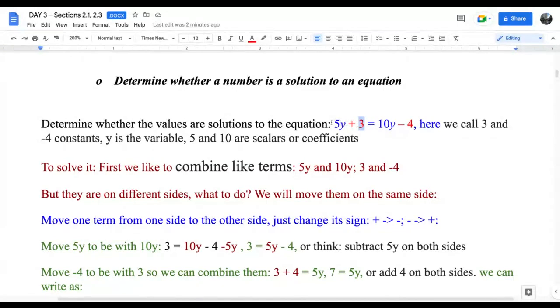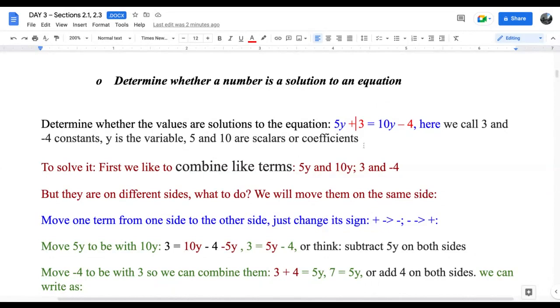And 3, so what does 5 do? 5 makes y 5 times bigger. 10 makes y 10 times bigger. Right? But the positive 3 and negative 4 are constants. They do not change. Right? Make sure we see the difference.